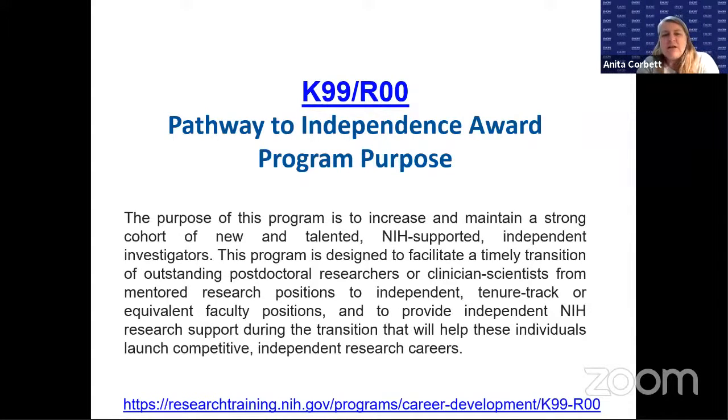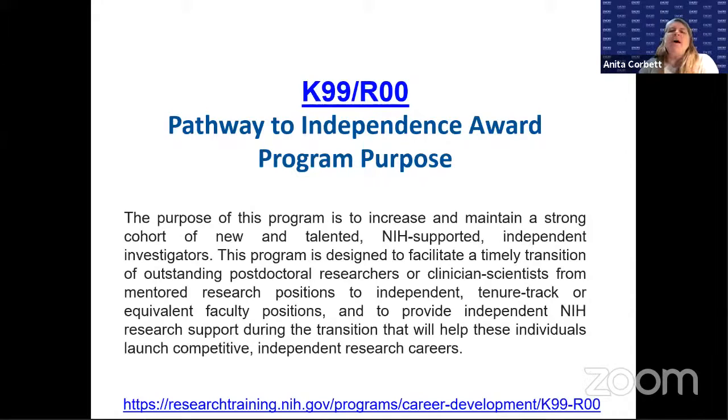So the K99/R00 mechanism is this Pathway to Independence Award. And these program purposes are pulled straight from the NIH website describing these. So this is kind of the most conventional mechanism that people think of. You would apply relatively late in postdoctoral training, but not too late. And I'll talk about that in just a minute. And it would support final training within your postdoctoral period, as well as give you 3 years of support through the R00 mechanism during your early independent research career.